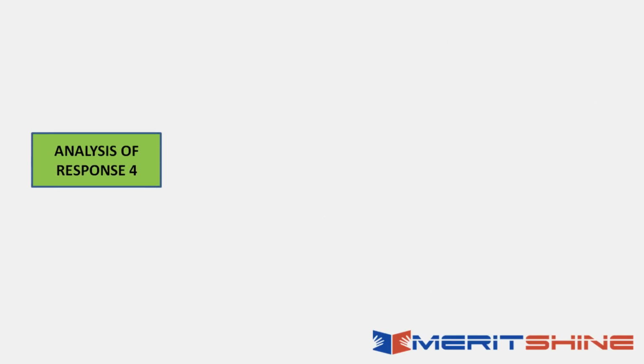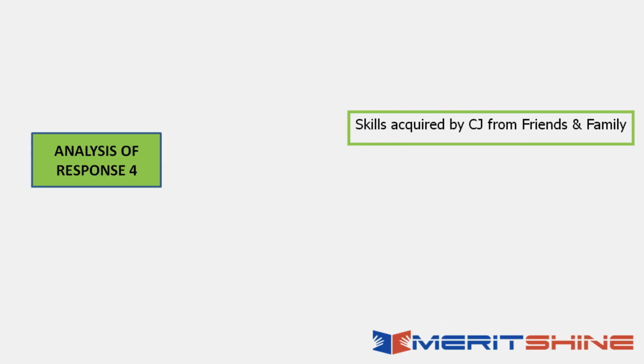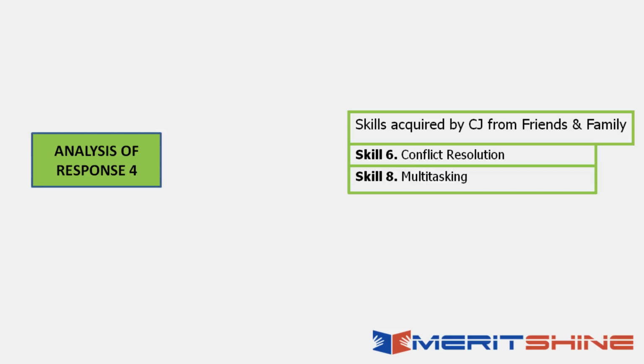So now let's analyze the response. Okay, CJ has done a very good job. Now the building block skills that CJ has imbibed from friends and family are: skill 6, conflict resolution, and skill 8, multitasking from her mother, right? Now let's come to the next building block, right? So we have now done friends and family, we have now done the school and college learning.